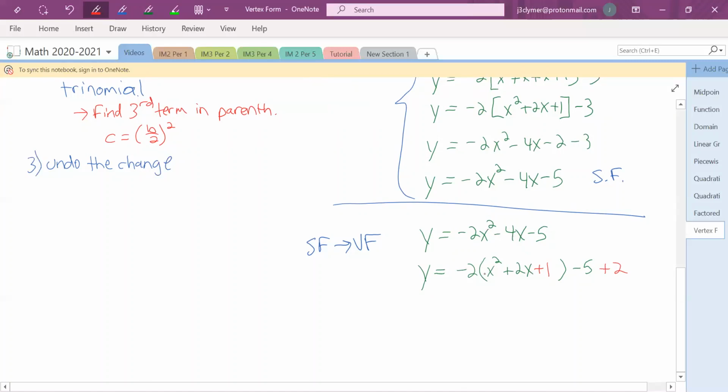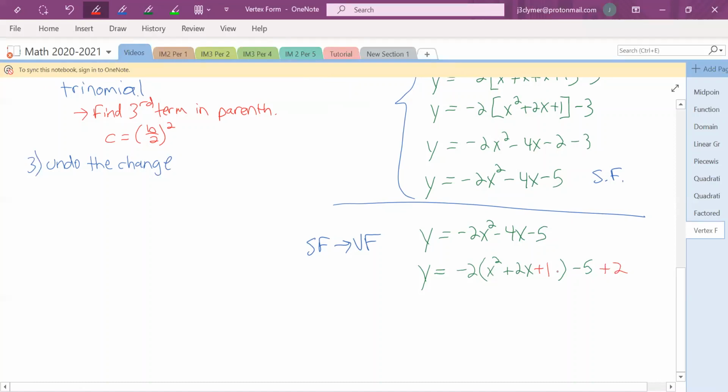-2x squared, there you go. Positive, -4x, there you go. -2, that's a problem. But then I have -5 plus 2, and then -2 and the +2 cancel out. I just have the -5, which then I end up back up at the top again. So to make sure that I didn't change it from the first step, I need to make sure that I undo whatever I did. Okay, so 3 is undo the change.